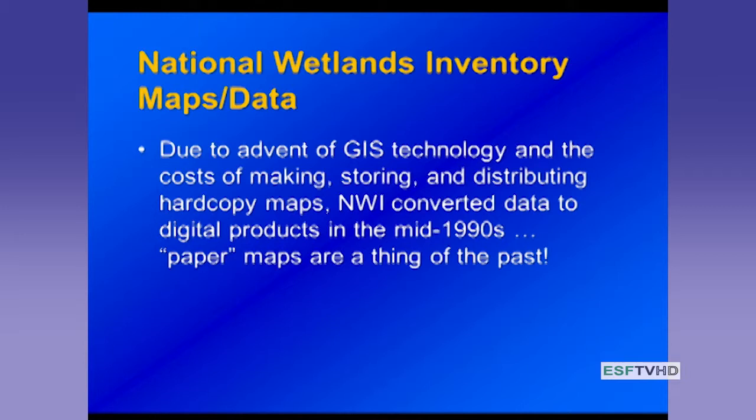However, in the mid-1990s, due to the advent of GIS technology and the actual cost of making, storing, and distributing hard copy maps, the National Wetland Inventory Program converted its data to digital products. So today, paper maps are a thing of the past. Currently, the NWI data is available only in digital form.